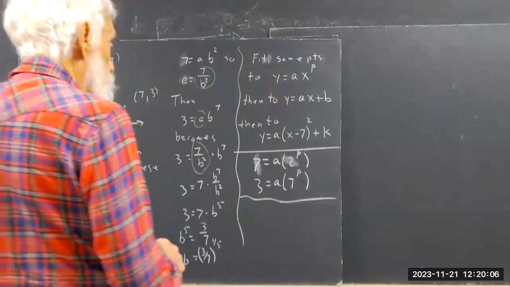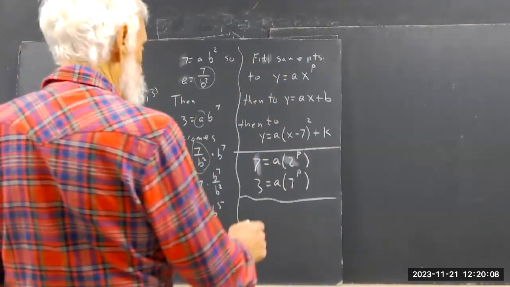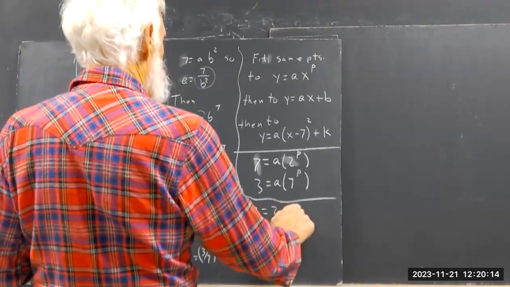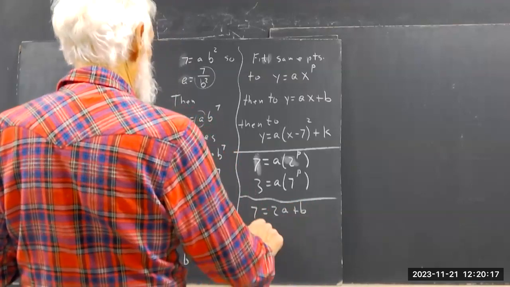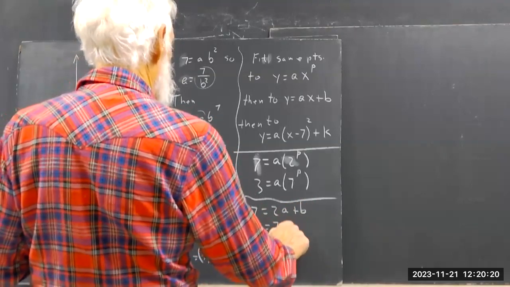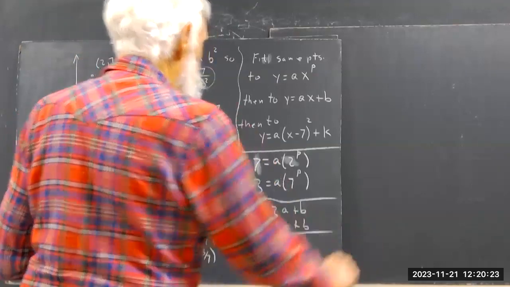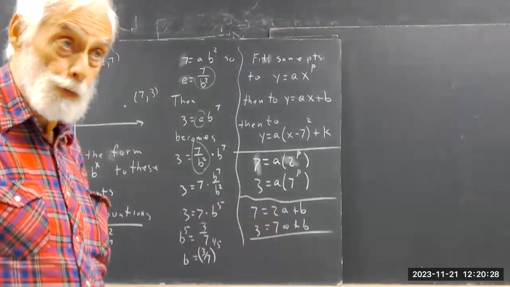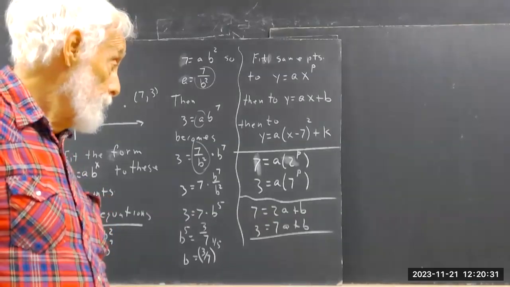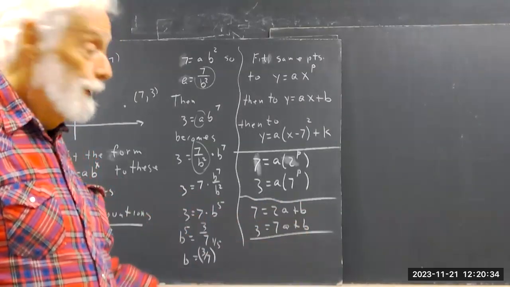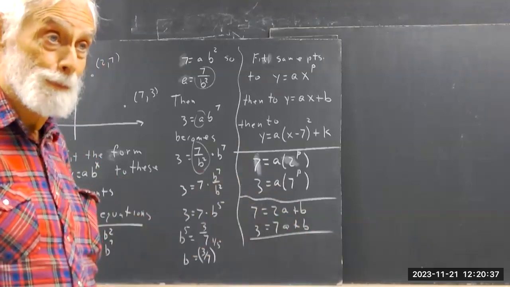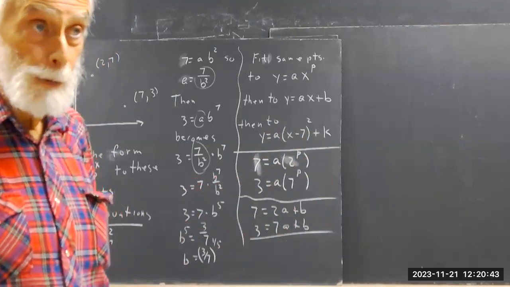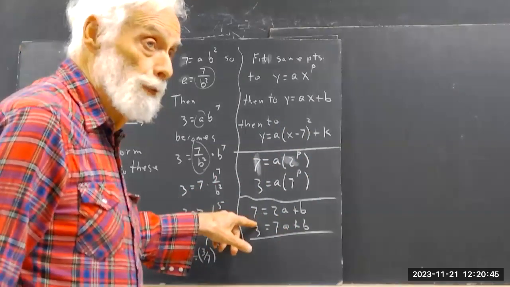Okay. If you've got y equals ax plus b, then you get 7 equals 2a plus b, and you get 3 equals 7a plus b. Well, that's just two simultaneous linear equations in two unknowns. And you can eliminate b very easily. Just subtract the second equation from the first. And then you can solve for a and plug that in and get b. Okay? So that's real easy. That's just what you've done for homework.